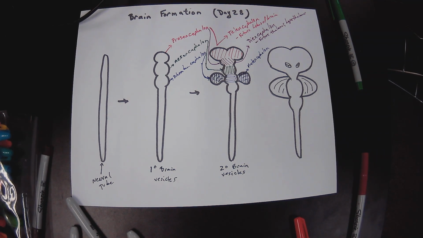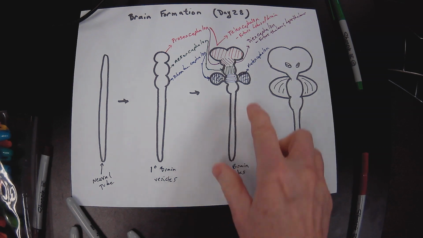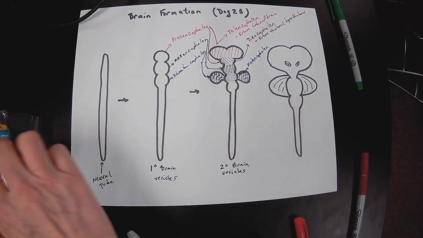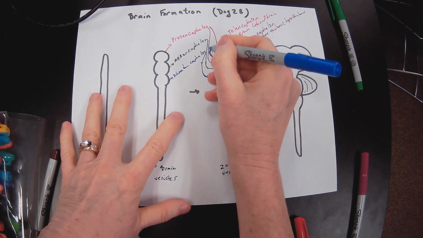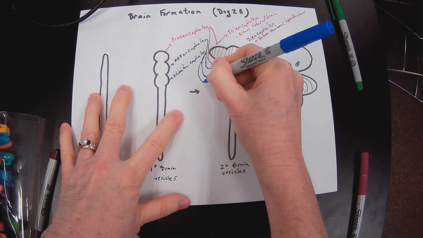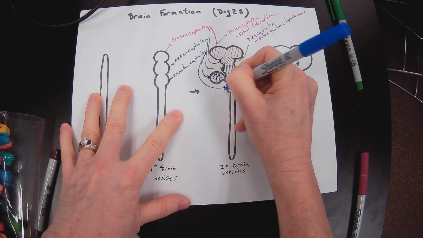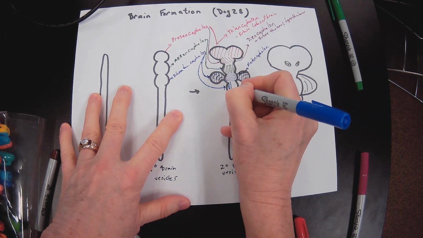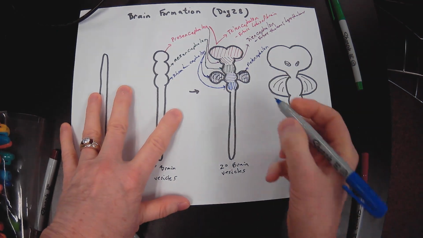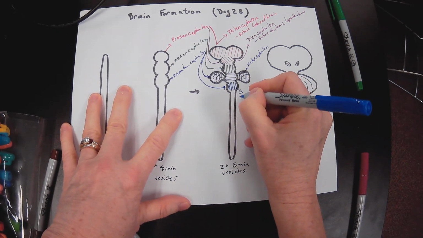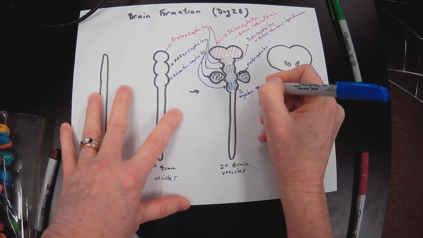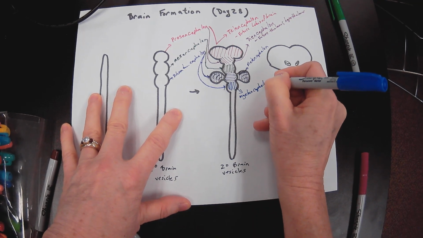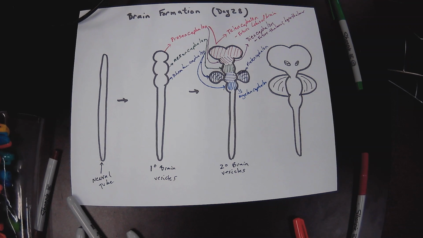And then your rhombencephalon, in addition to the metencephalon, also has a lowermost swelling here that is your myelencephalon, M-Y-E-L-E-N-C-E-P-H-A-L-O-N, myelencephalon.